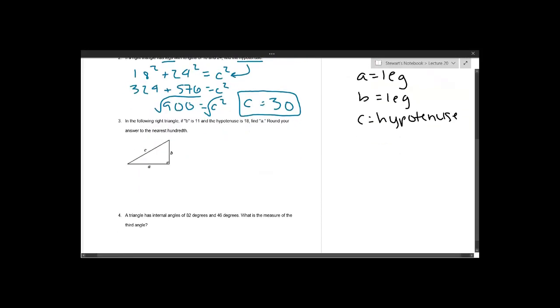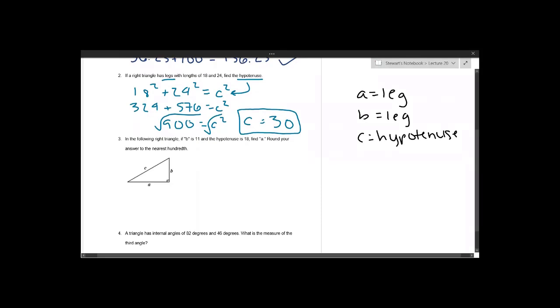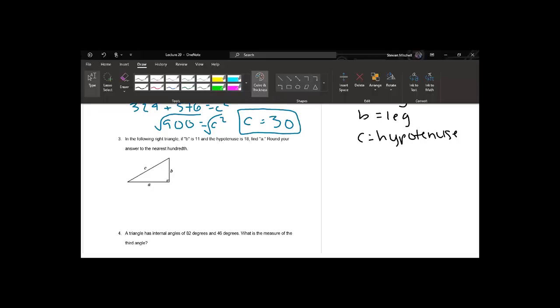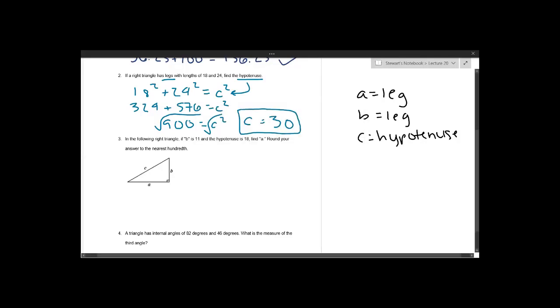Okay, so in the following right triangle, this only works with right triangles. So you can't use this theorem on any old triangle. It has to be a right triangle. In the following right triangle, if B is 11 and the hypotenuse is 18, find A. So we're going to do relatively the same thing we just did before. The only thing that changed is that they neglected to give us A instead of the hypotenuse.